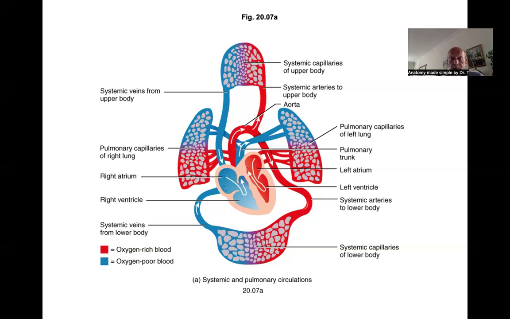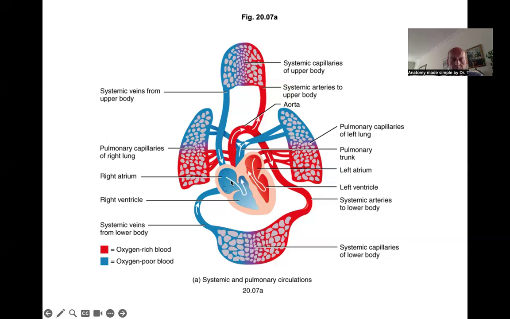A vein, regardless of whether it carries oxygenated or deoxygenated blood, is a blood vessel which brings blood back to the heart. When the blood has been oxygenated in the lungs, it's drained away by four pulmonary veins, two on the left and two on the right, and oxygenated blood flowing through the pulmonary veins re-enters the left atrium of the heart.